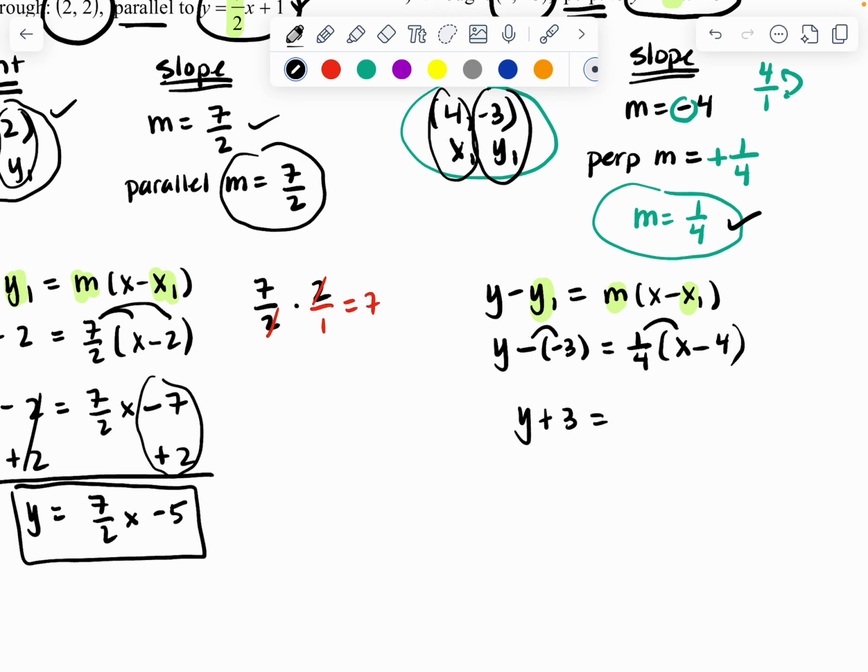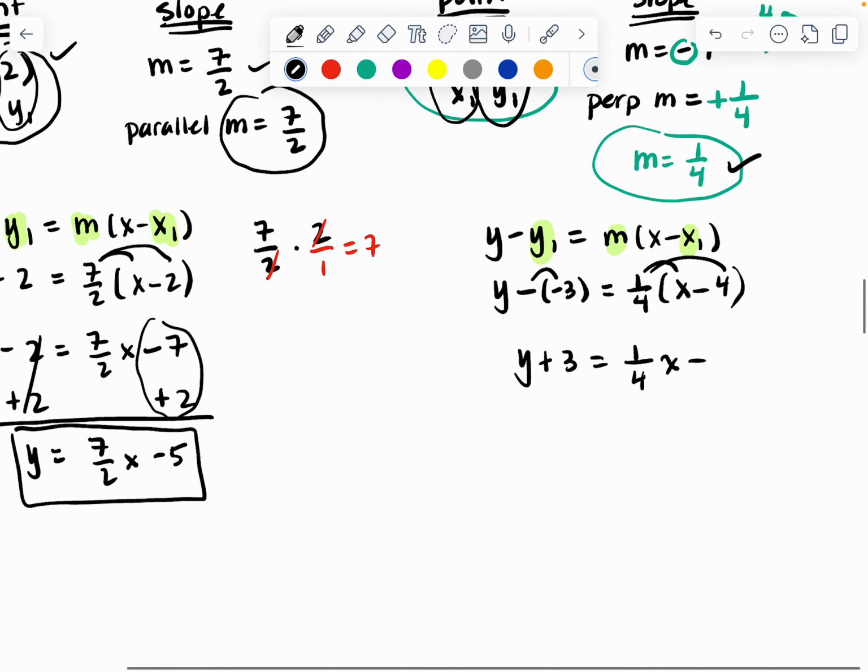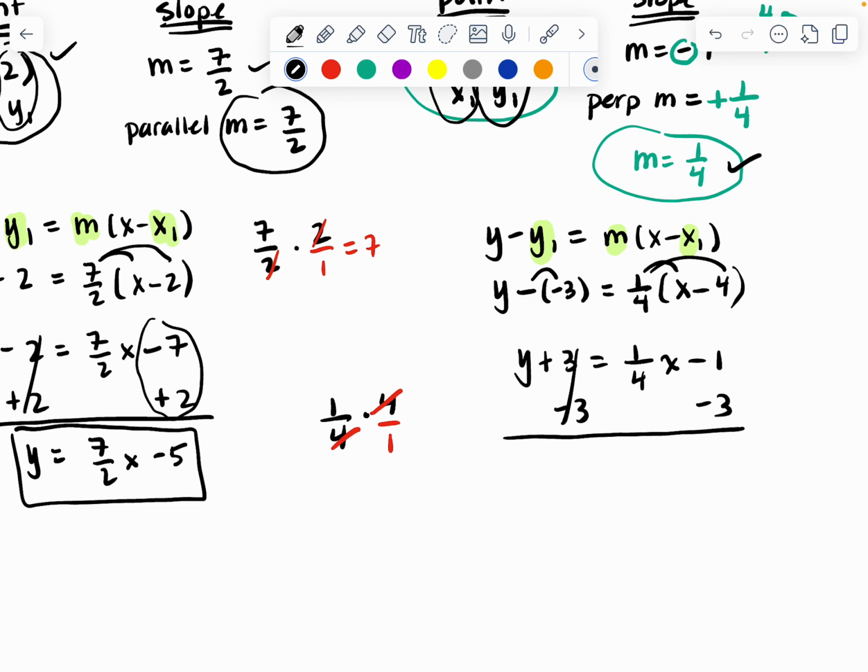Let's distribute this. 1/4 times x is 1/4 x, and then minus 1/4 times 4. Hey, this should not be freaking you out anymore. Let's do it on the side. 1/4 times 4. If you don't like the way it looks, put it over 1. Same number on the top and the bottom. I'm left with 1 over 1, which is just 1. So if I subtract 3 from both sides, I'm going to end up getting y equals 1/4 x, and then negative 1 minus 3 is negative 4. All right, so there you have it.